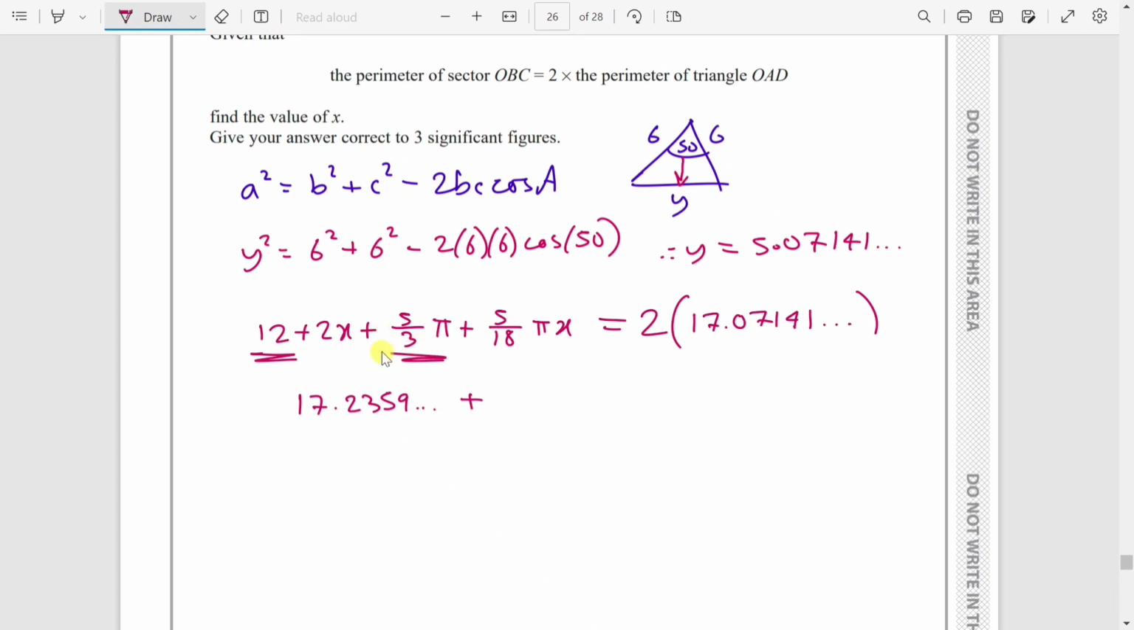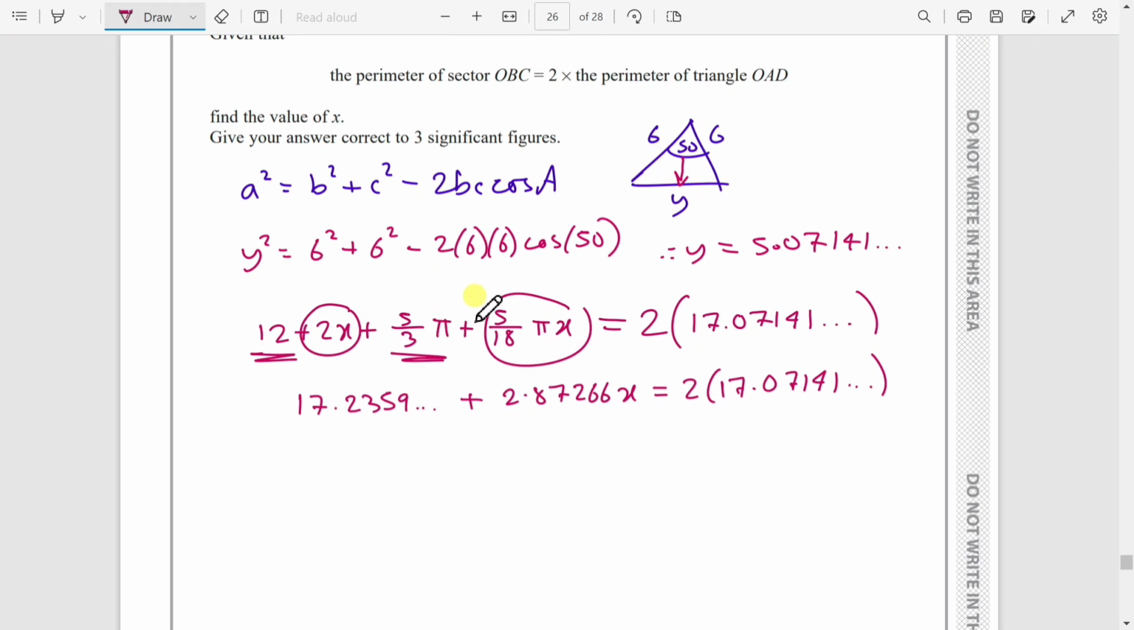Now collect the x terms. You've got 2x plus 5 over 18 pi x. In your calculator, just write 2 plus 5 over 18 pi, and I got about 2.87. I'm going to round this to 2.87266 and write x. And it equals the right-hand side, which is 2 times whatever that is. That's it.